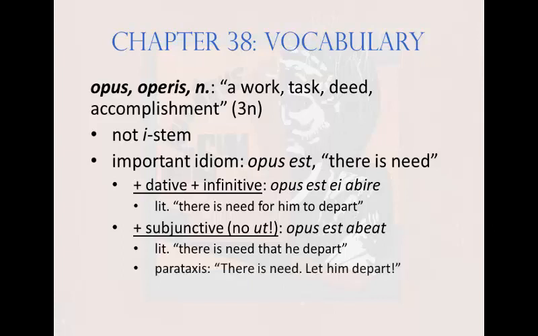Note that this subjunctive alternative is at heart a paratactic construction. Literally, there is need, let him depart. The subjunctive was originally adjussive. Note also, it will follow sequence of tenses. Make it past, and the subjunctive verb will have to become imperfect. Opus erat abiret. There was need that he depart.